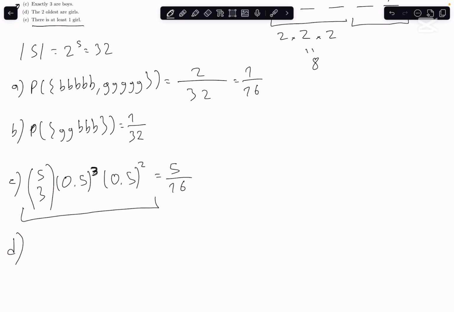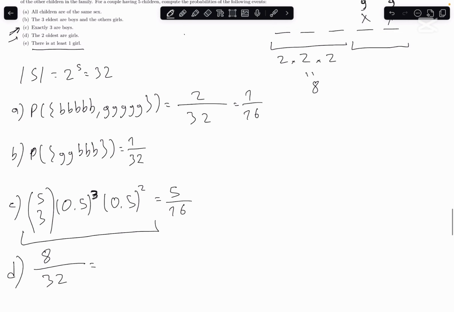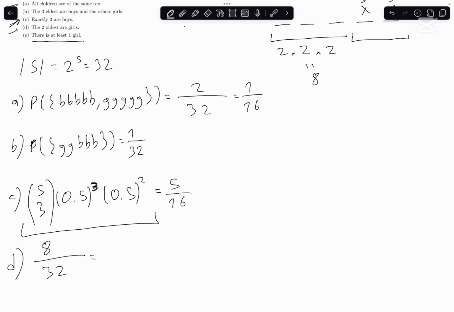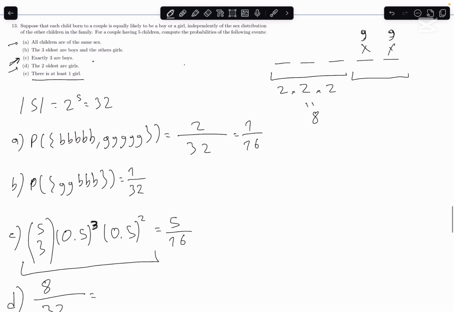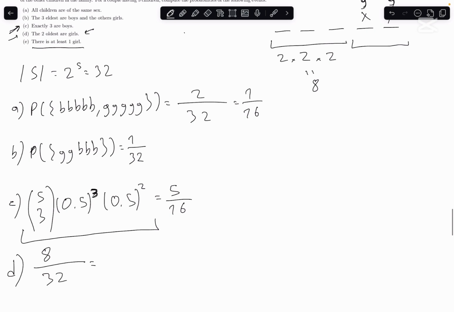So we can just say 8 divided by 32. Actually, 8 options satisfy this constraint, 2 oldest are girls, and overall we already know we have 32 options, and then we can just divide them to find the probability of the 2 oldest being girls.